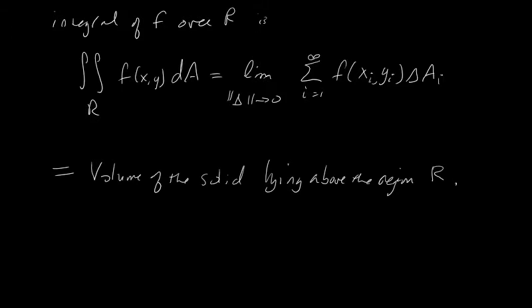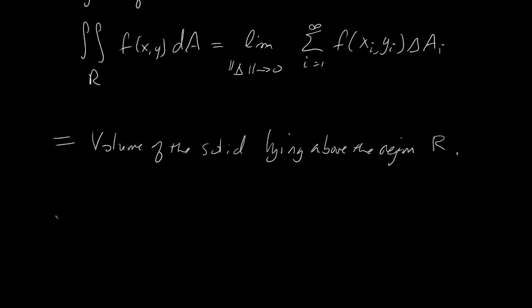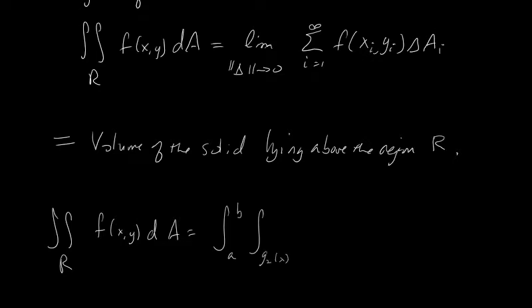It's not just the area. We're going into that third dimension. So this is going to be the integral over R of f of xy dA. That's going to be our integral from a to b of our integral from g2 of x to g1 of x of f of xy dy dx.